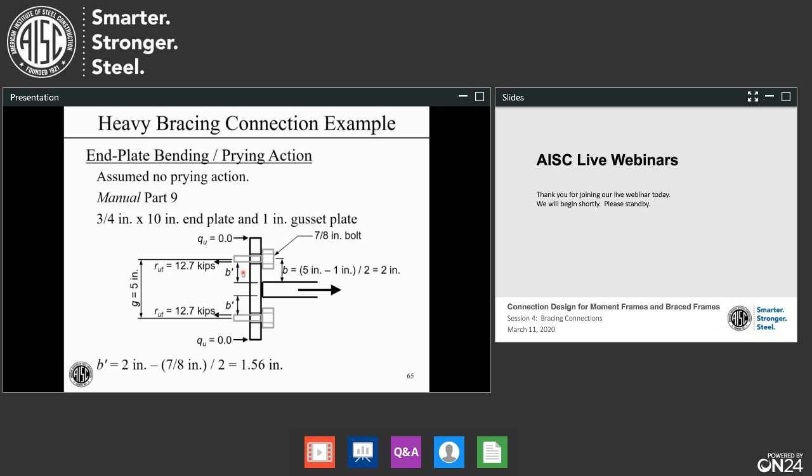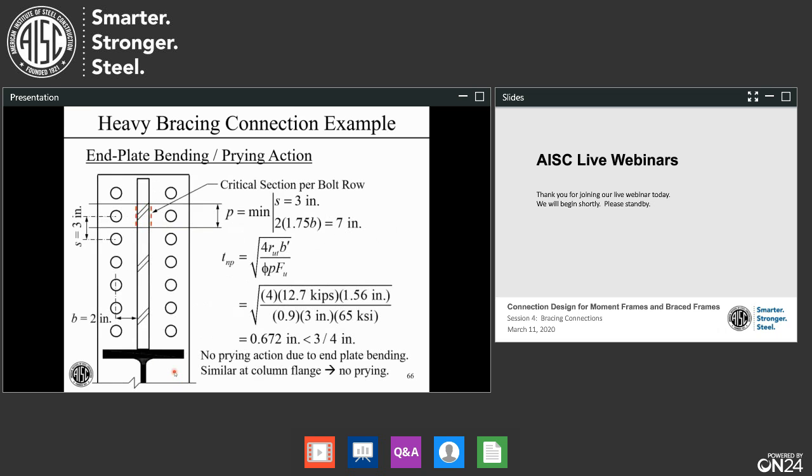We also need b prime. b prime is the dimension from the face of the gusset plate to the edge of the bolt. That's where we're assuming, in the design model, that this force is in the bolt. That's b prime, and that's 1.56 inches in our case. Just take b minus half of the bolt diameter. So we're almost there on this limit state.